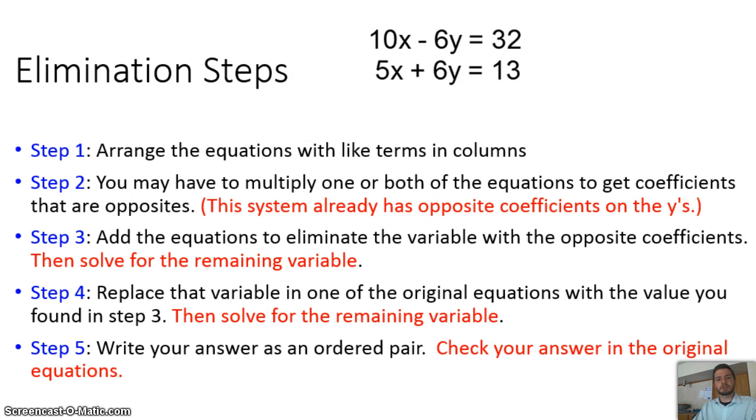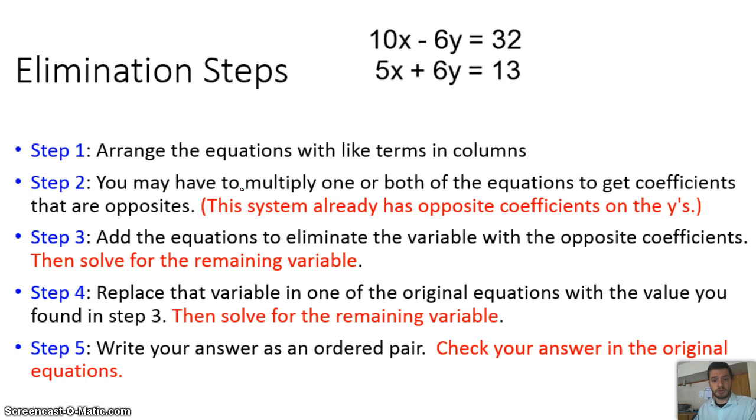Now, like I said, with the steps, you're going to see it like this. Again, you see both of these are in standard form: x, y, and then a number term, where both of them are equal to a number term. So step one, arrange the equations with like terms in columns. You see here they're each in columns, three columns, each one corresponding to the right one. The y's are here, and the numbers are together as well. We've already got that set up, so we don't even have to change a thing.